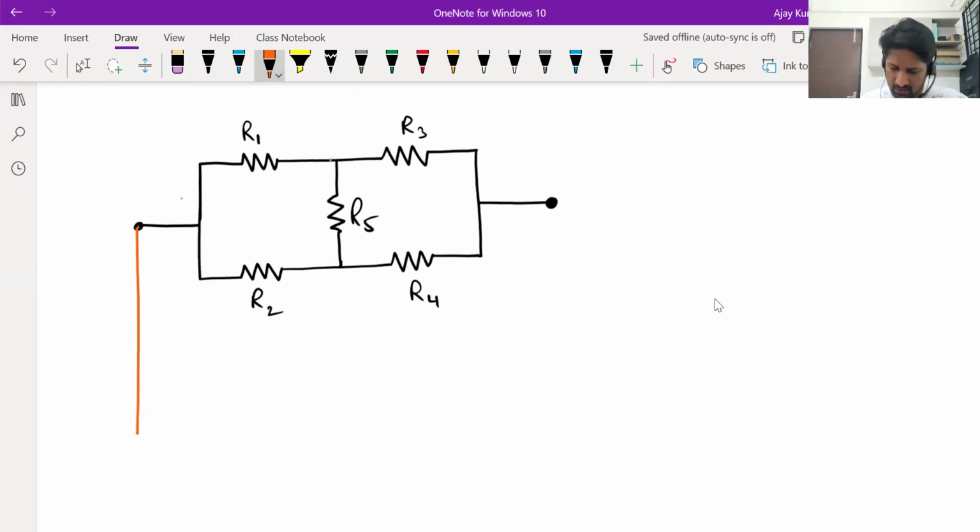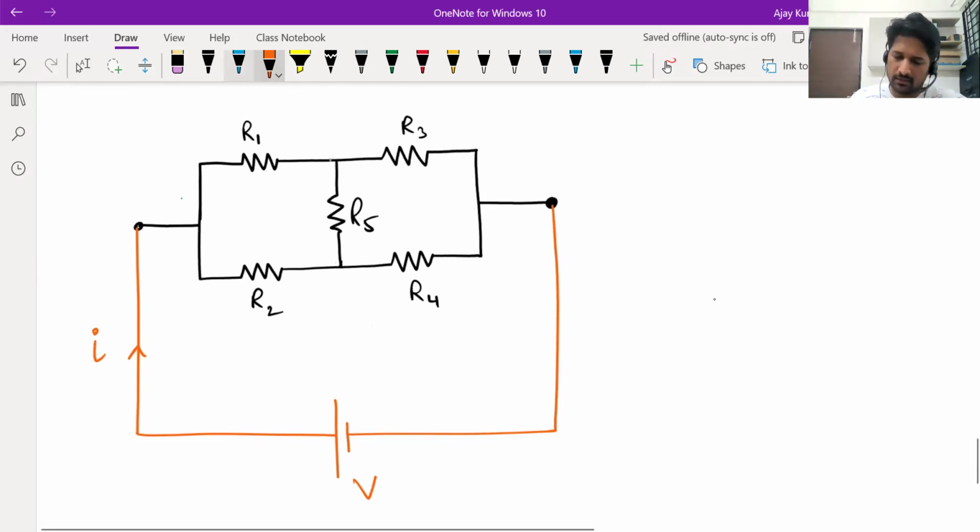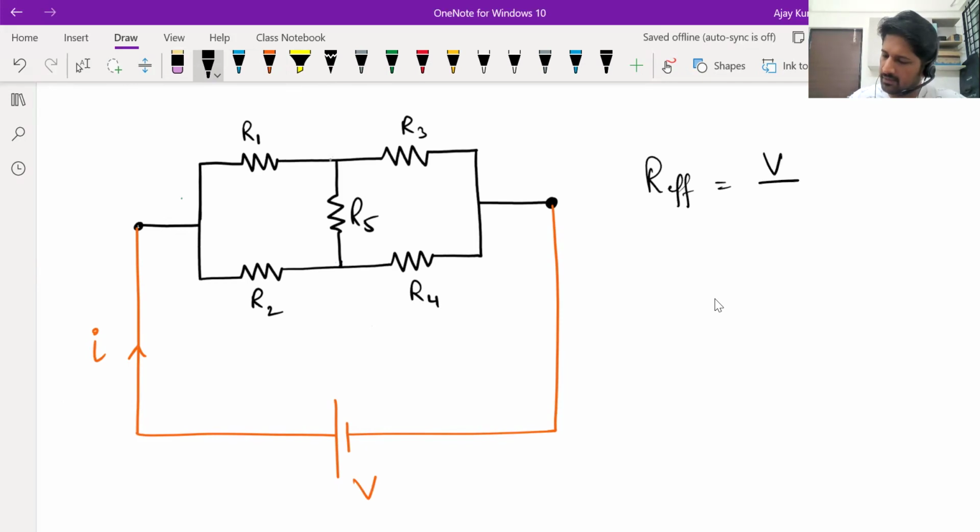That's the idea. So assume a battery is connected like this. They need not give you the battery in the circuit, but if you want to find out effective resistance, you can always do this. Assume a battery is connected, and due to that battery, assume a current I flows in this network. Then the effective resistance should be V divided by I. So now we assumed V, we assumed I, then is the answer V by I? No. We assume V. Let's assume V is known to us. We have to find out I.